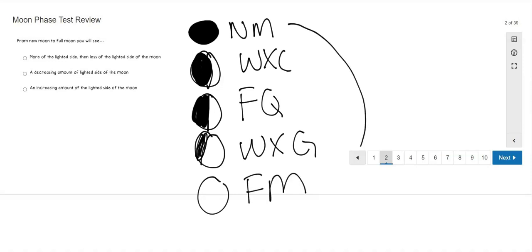So if I'm going from new moon to full moon, I should notice that on the right hand side the light is growing just a little bit. So there should be an increasing amount of the lighted side of the moon as we are moving through those phases. If we are going from full moon to new moon, we should notice that there is a decreasing amount of light on the moon. So this particular question is increasing.